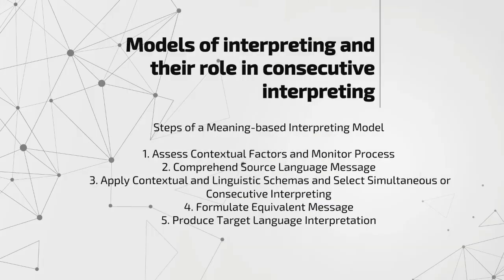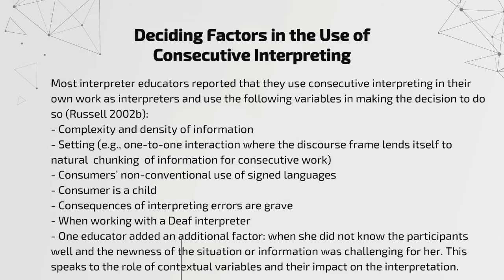And next. Models of interpreting and their role in consecutive interpreting. Steps of a meaning-based interpreting model. Assess contextual factors and monitor the process. Comprehend the source language message. Apply contextual and linguistic schemas and select simultaneous or consecutive interpreting. Formulate an equivalent message for the target language interpretation. And these are deciding factors in the use of consecutive interpreting.